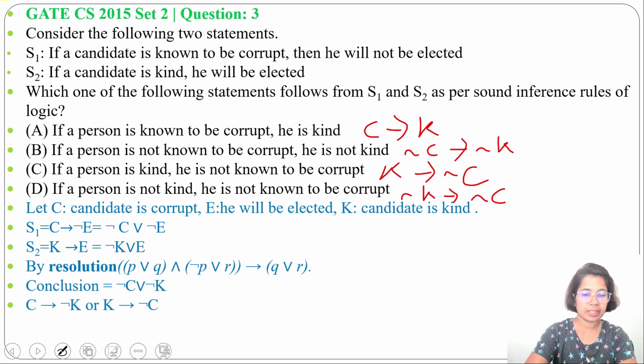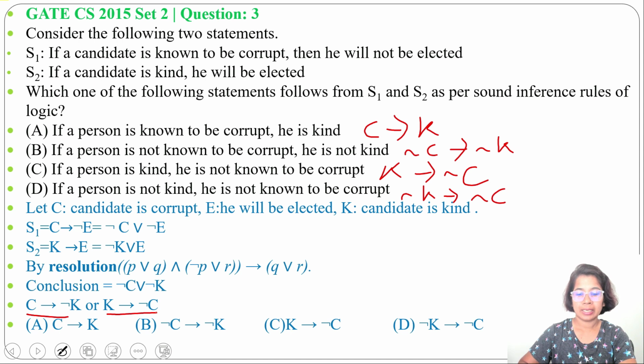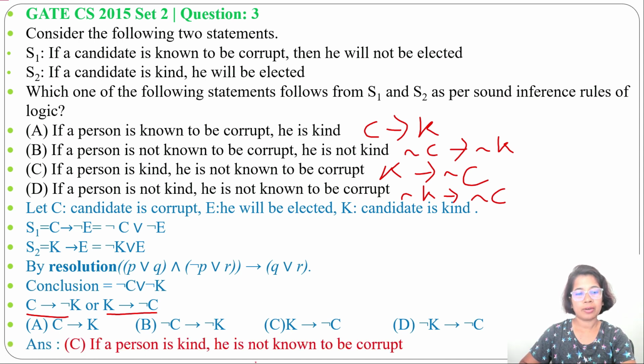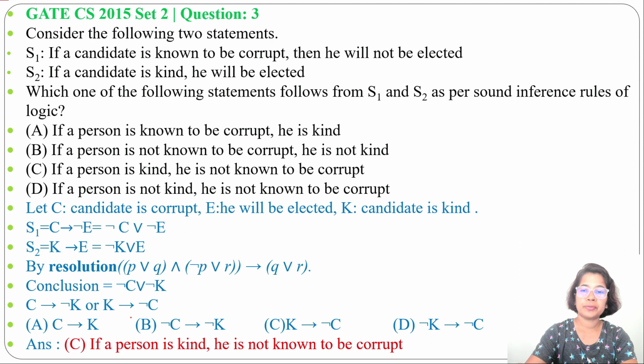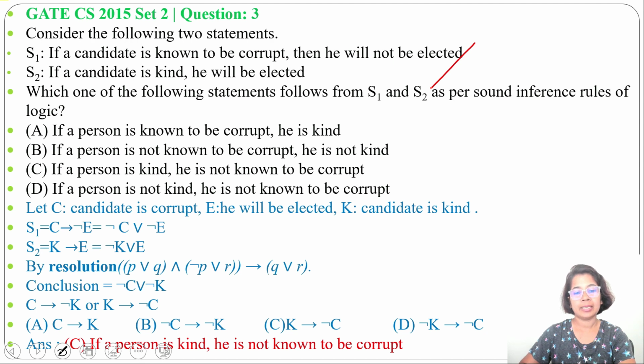Now check which one is matching with any one of these. So it's K implies negation C. It's present in option C. So the answer will be option C. If a person is kind, he is not known to be corrupt. So from these two statements, S1 and S2, we conclude that if a person is kind, he is not known to be corrupt. We used the resolution rule of inference.